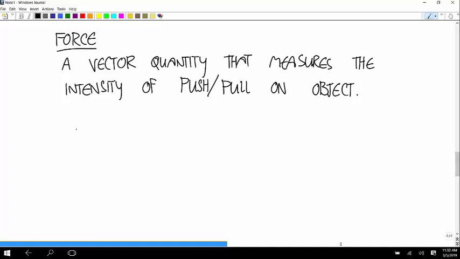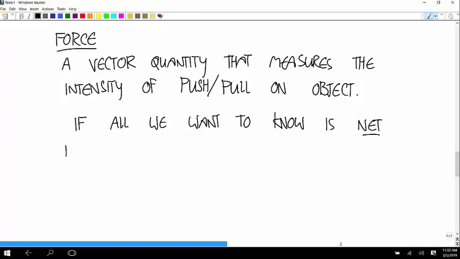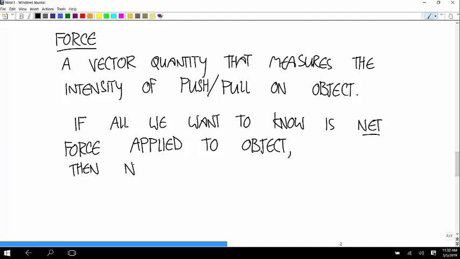If all we want to know is the net force applied to an object, that's the sum of all the forces applied to the object. Then Newton's second law is enough already. We don't have to know any more about it. It's enough by itself.